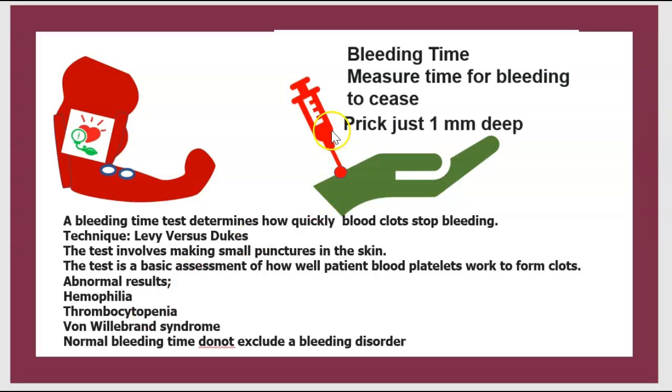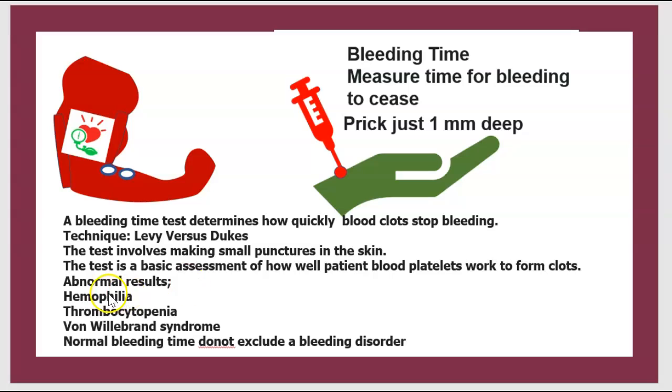Bleeding time. Bleeding time measures the time for bleeding to cease. It's a prick just 1 millimeter deep. There are two categories. A bleeding time test determines how quickly blood clots stop bleeding. There is the Ivy technique and Duke's technique. The test involves making a small puncture in the skin. The test is a basic assessment of how well the patient's blood platelets work to form a clot.